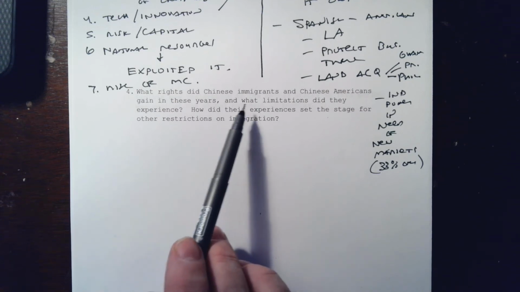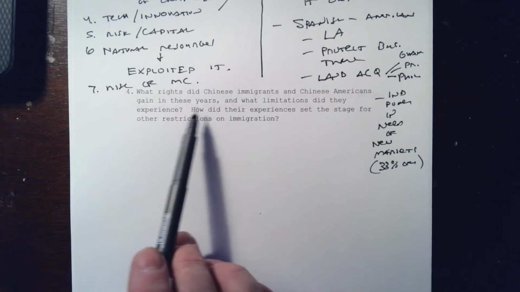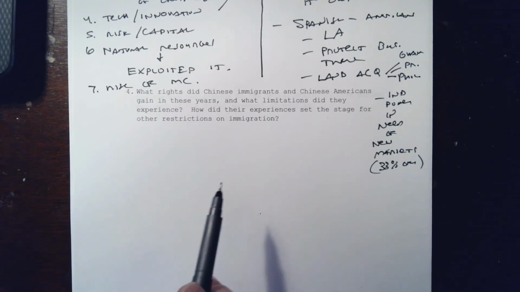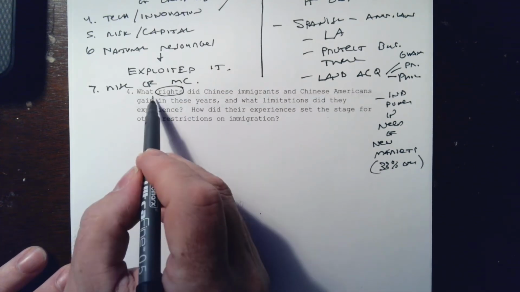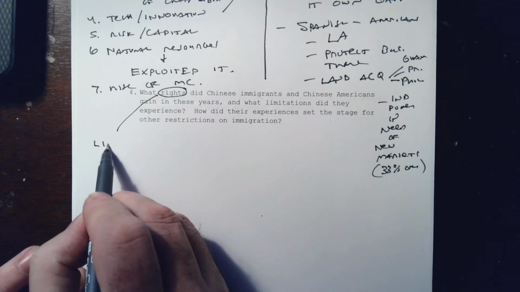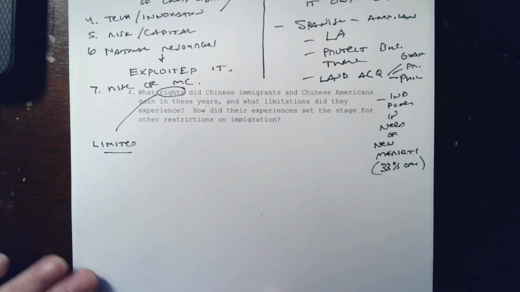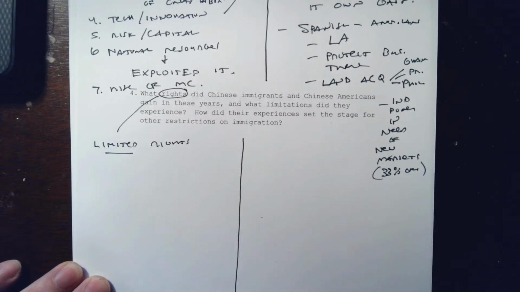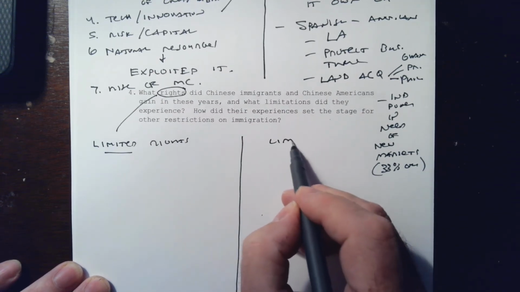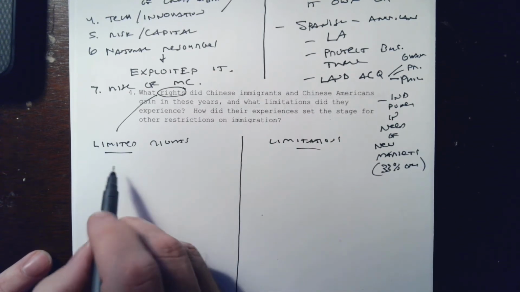What rights did Chinese immigrants and Chinese Americans gain in these years, and what limitations did they experience? Though this one, I would have to argue these rights, for the most part, were limited, and they're going to stay limited until something comes along that kind of just takes it all away from them. All right. So let's talk about limited rights.